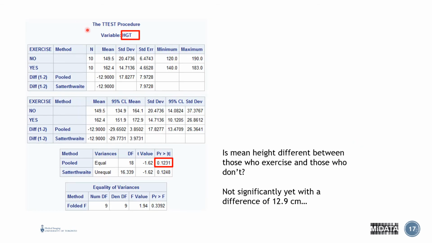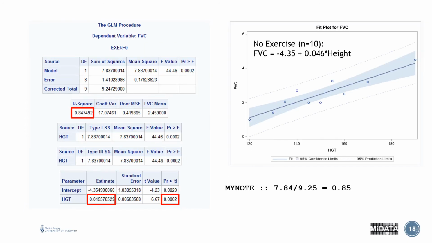All right, first output from our t-test. Remember, the outcome is height in this case, and we're comparing between the two levels of exercise, which means yes and no. If we look at the p-value, it is not significant. Is mean height different between those who exercise and those who don't? It would appear no, yet there is an observed difference of 12.9 centimeters, as you can see here, between the two groups, but it's not statistically significant.